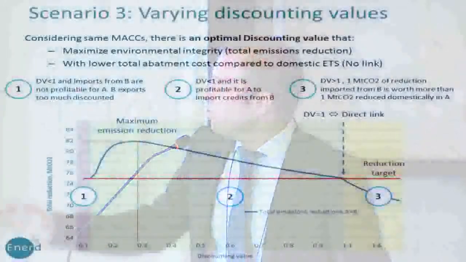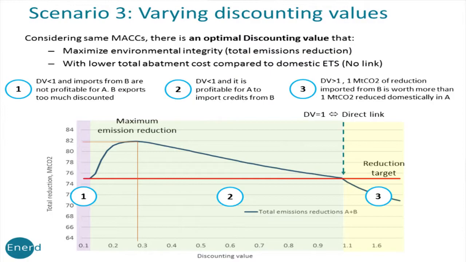What's very interesting with this concept of discounting value is that there is an optimal discounting value. So in this graph, in blue, you have the total emission reduction, China plus South Korea, or country A plus country B, and in red, the sum of the reduction targets for both China and South Korea, or country A and country B. So there is an optimal discounting value at around 0.3 that maximizes total emission reduction, and which is very interesting, for this discounting value, we still have lower total abatement cost compared to domestic-only ETS, so without any link. So you can see that there is a specific shape for the total emission reduction.